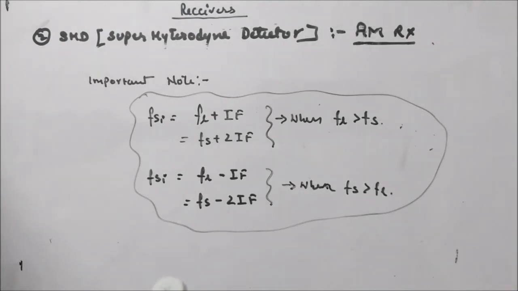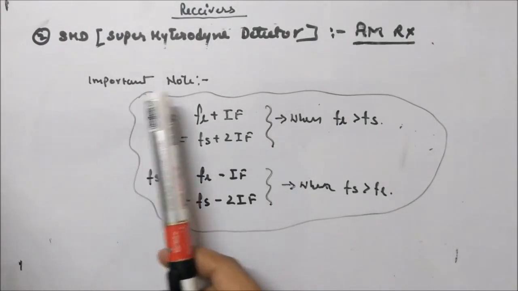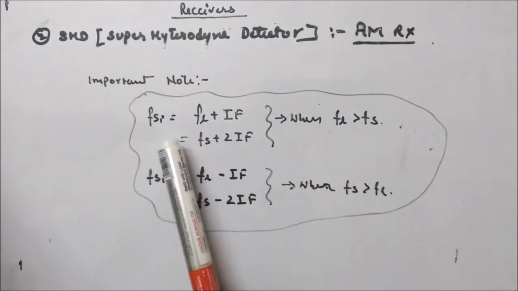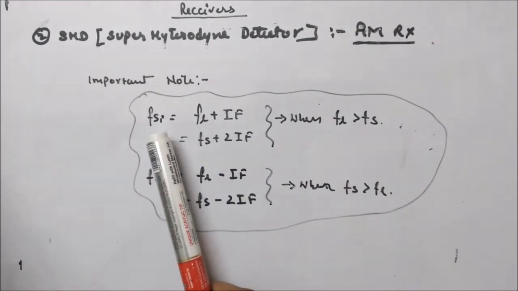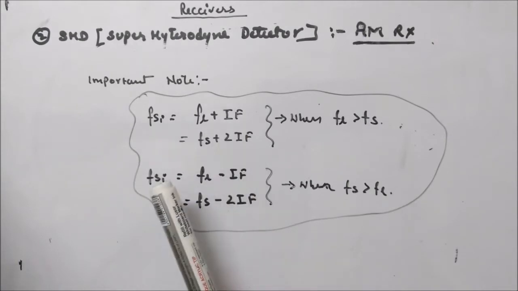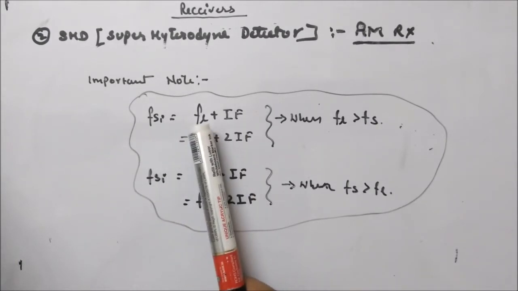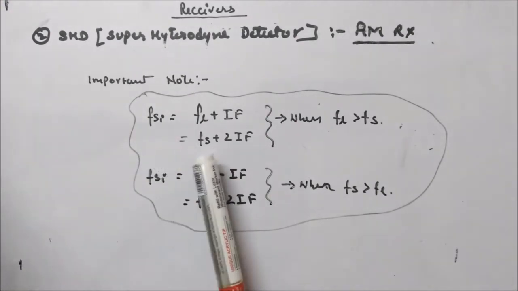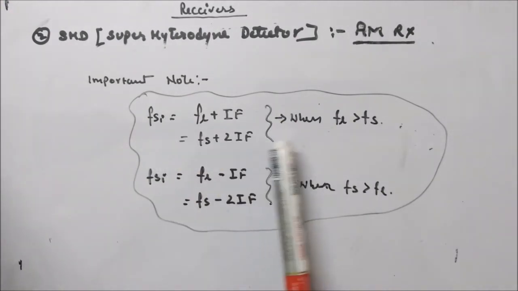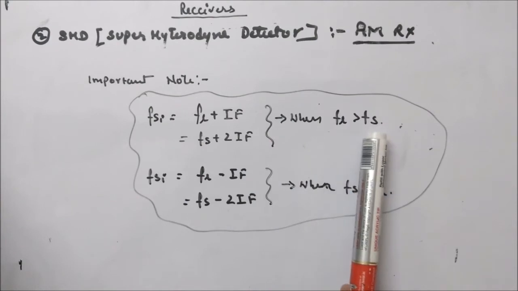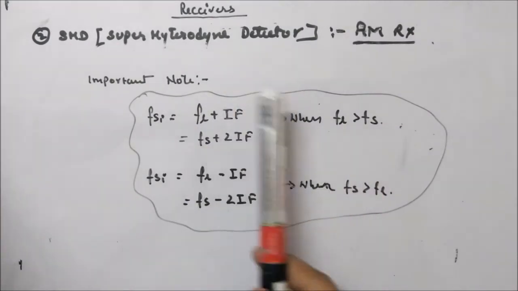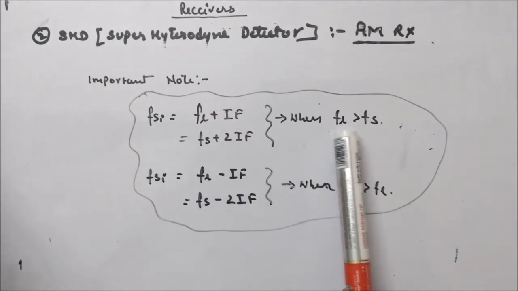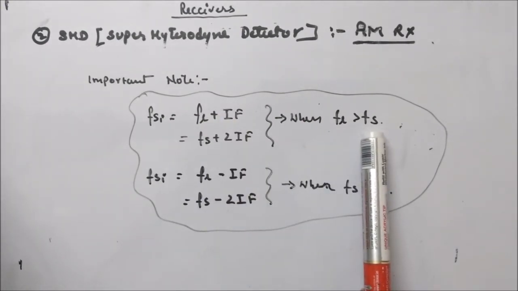Now there is one important note I want to mention before we move on. We have seen the formula for FSI: FSI = FL + IF. If you plug in the value of FL, that is FS + IF, FSI comes out to be FS + 2IF. This is when FL is greater than FS, which we generally keep on the receiver side. The local oscillator frequency will be greater than the station frequency.